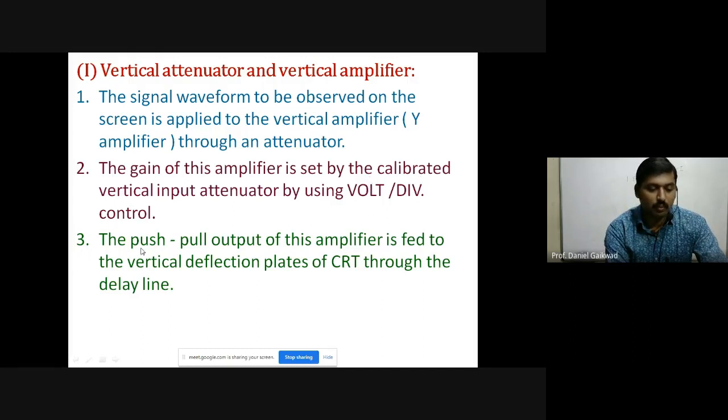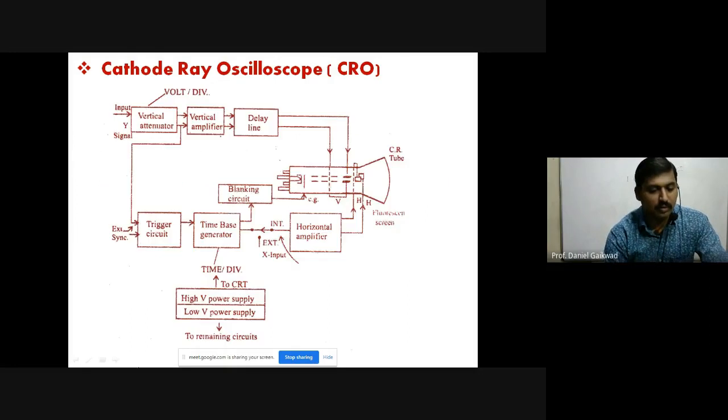And number three, the push-pull output of the amplifier is fed to the vertical deflection plates of the CRT through the delay line here. So in this vertical deflection system, there will be three parts: attenuator, amplifier, delay line. That is given to the vertical deflection system.